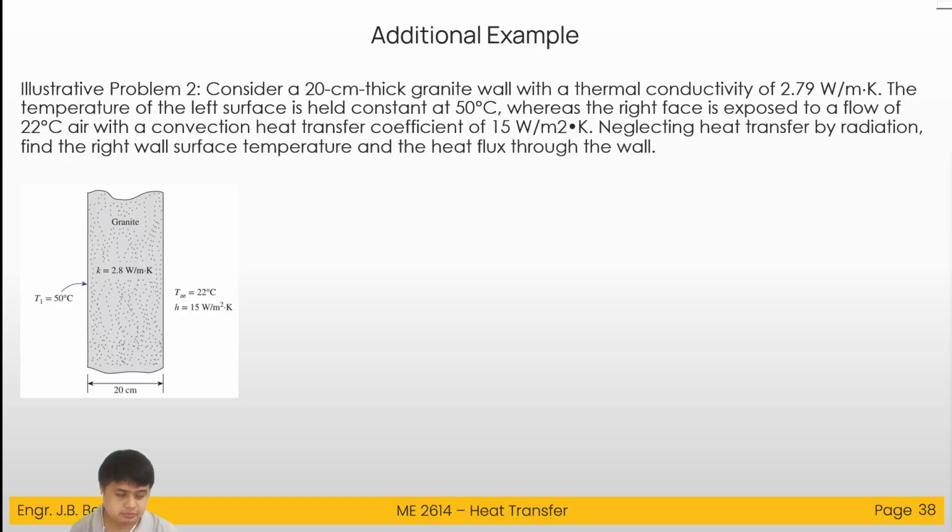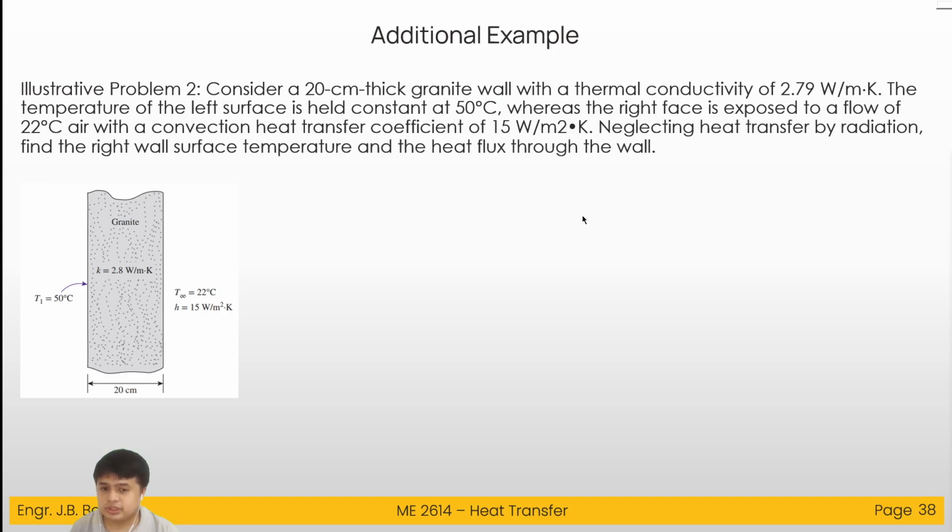Hello. So for this example, we have a granite wall with a thermal conductivity of 2.79 watts per meter Kelvin. And then we have a left surface temperature, which is 50 degrees Celsius. And then we have 22 degrees Celsius as the air. And then you have the heat transfer coefficient of 15 watts per square meter Kelvin.